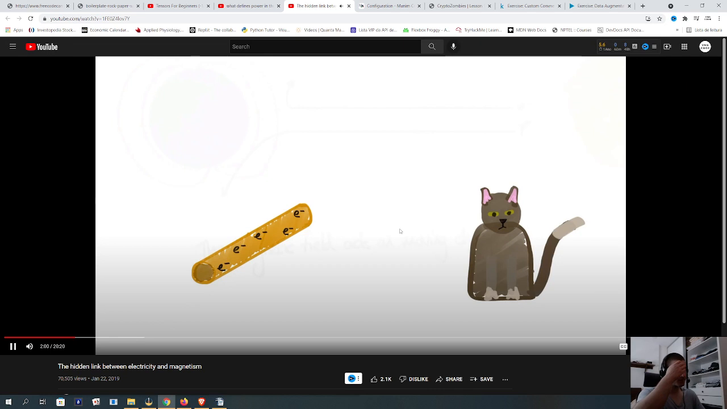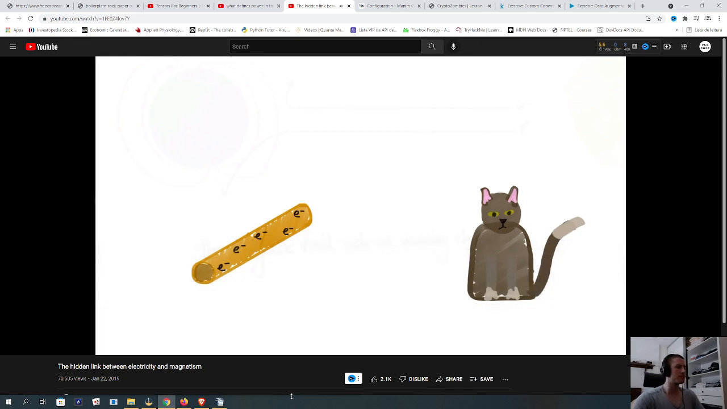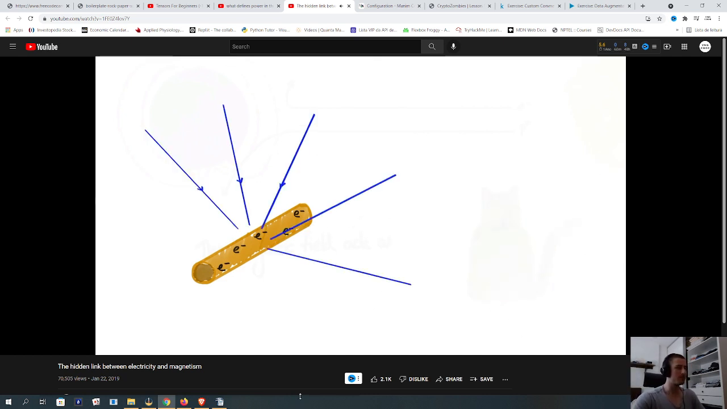And so the amber rod gains an excess of electrons, and since electrons are negatively charged, the amber rod as a whole becomes negatively charged. The cat would become positively charged. And again, we've invented this abstract idea of the electric field to help us describe the forces that a negatively charged or positively charged object exerts on the charged particles surrounding it.